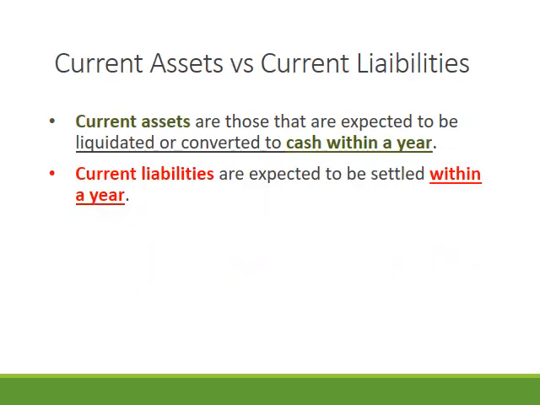Current assets are those that are expected to be liquidated or converted to cash within a year. So take note, it's within 1 year that can be converted to cash easily. I mean, there's some form of way that you can convert to cash. Current liabilities are expected to be settled within a year. So basically, same thing. This one is you are expected to pay within 1 year.